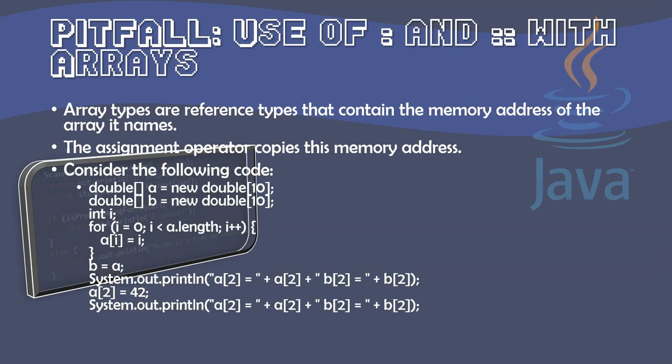So if we look at the following code here, we have double[] a = new double[10], double[] b = new double[10], int i, for i = 0, i < a.length, i++, a[i] = i. So we're simply filling that first array with values. And then we're saying b = a. And then we're going to print out the values of a[2] and b[2]. And notice then we, of course, reassign a[2] to 42. If you remember what we did when we did this with classes, you might already have an inkling of where this is going.